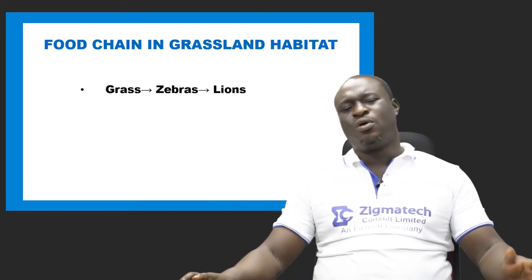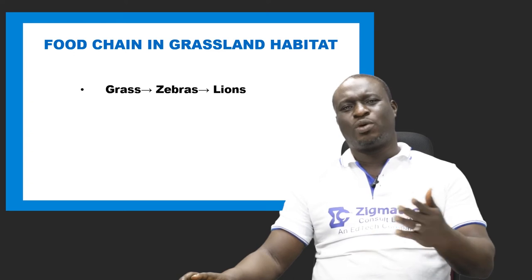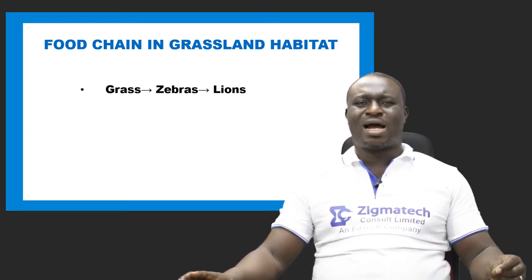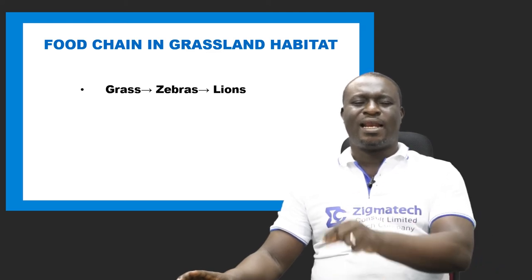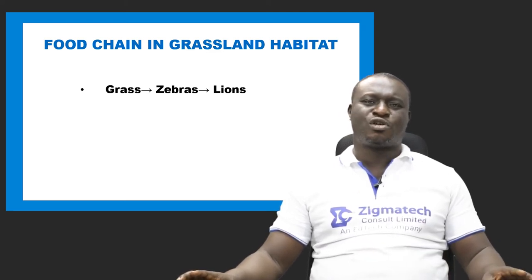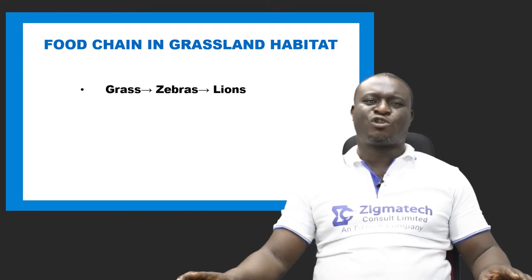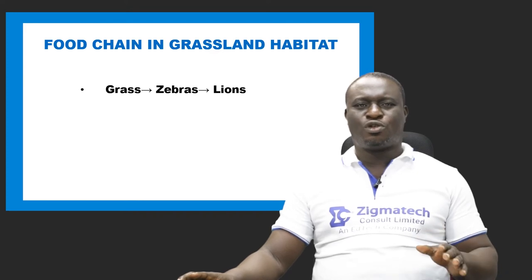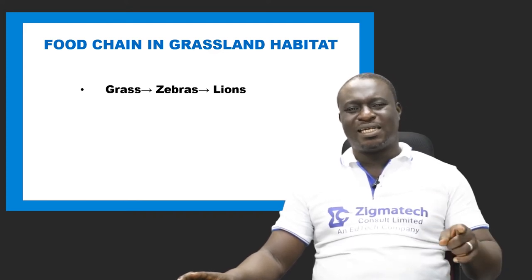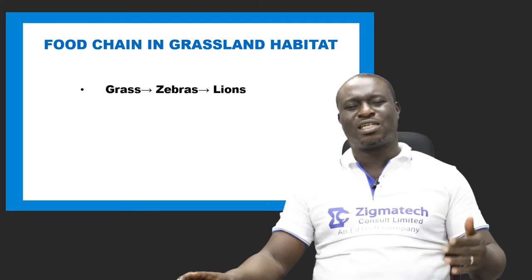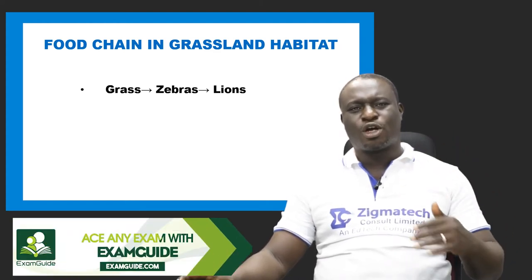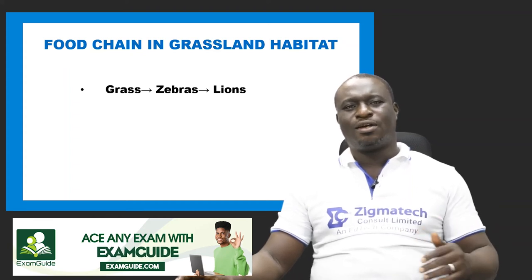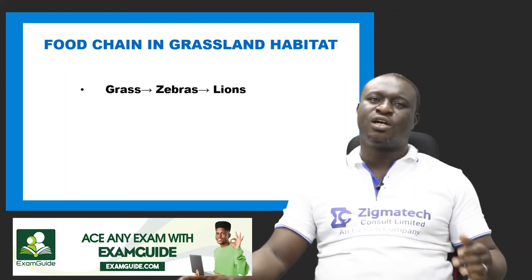So that's the kangaroo. Now, what are the food chains we can see in a grassland? I just brought out one. One is grass, zebra, and lions. So we have just three trophic levels. The first one is grass, which is a producer. The grass is eaten by the zebra, which serves as the primary consumer. And then the zebra is eaten by the lion, which serves as the secondary consumer.